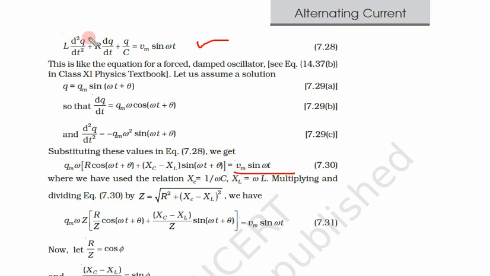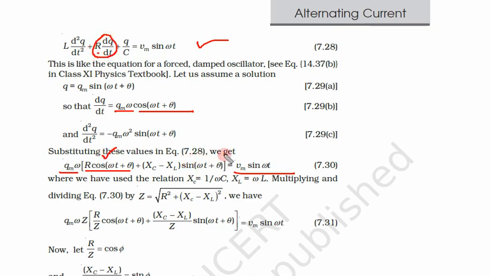So first let us put the value of R dq by dt. R was already there, and dq by dt is qm omega. We have taken qm omega common outside, so this is cos omega t. So R cos omega t, and this qm omega is common outside. So this term is there here.